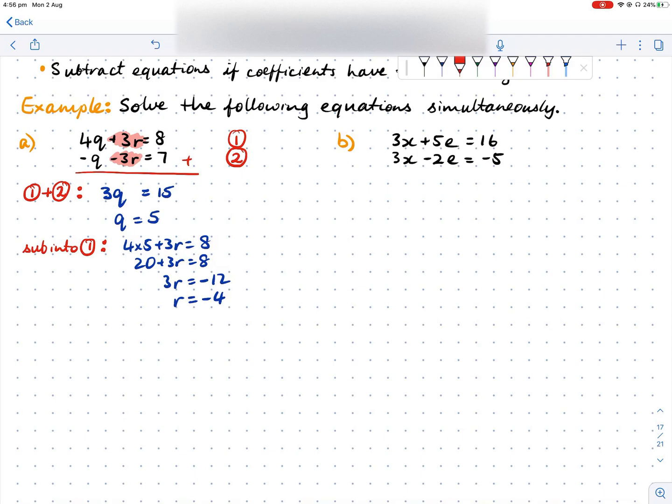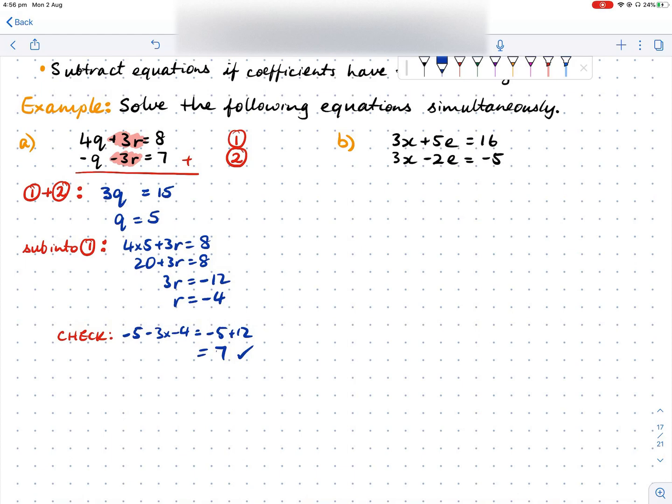If we want to, we can check it by substituting into 2. So the check: what I've got is negative 5 minus 3 times negative 4. So that's negative 5 plus 12, which is 7. So we can see that that's correct.